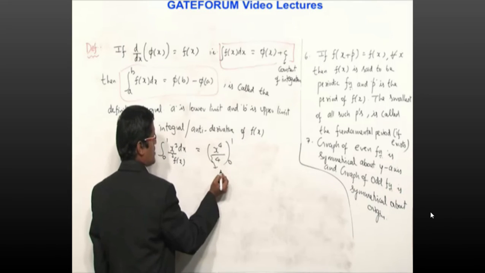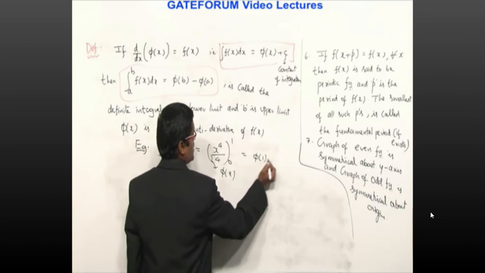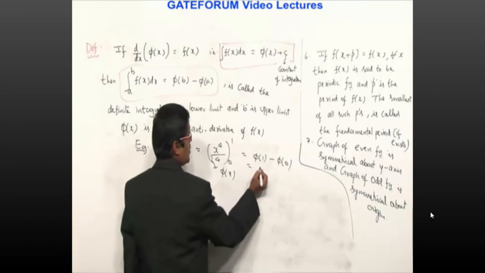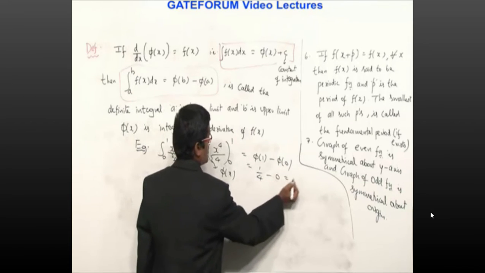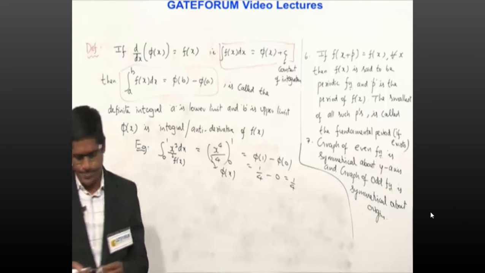So this inside function is called phi of x. Now the answer is phi of 1 minus phi of 0, where phi of x is x to the power 4 by 4. So that is 1 by 4 minus 0, that is 1 by 4. So it is a definite value, that is why this is called the definite integral.